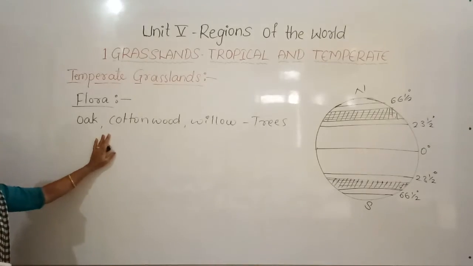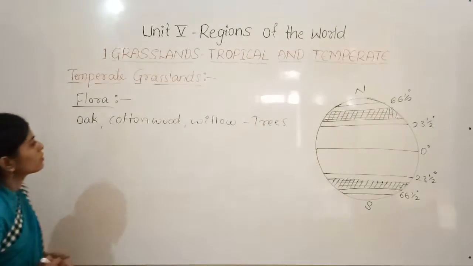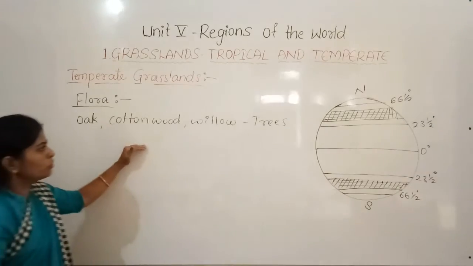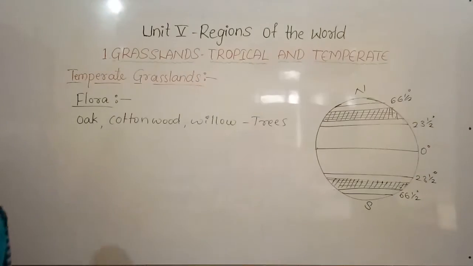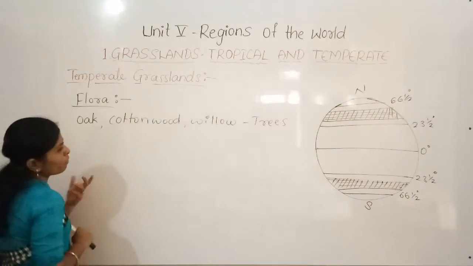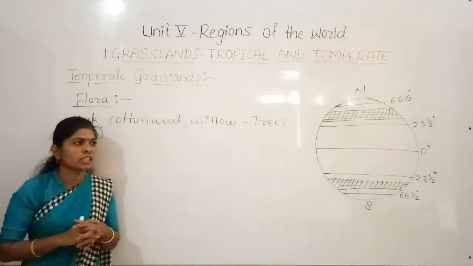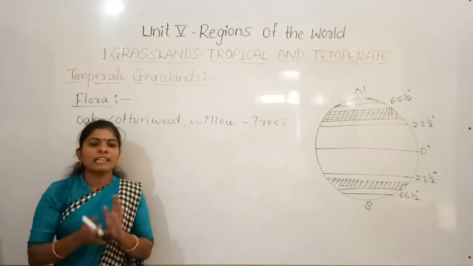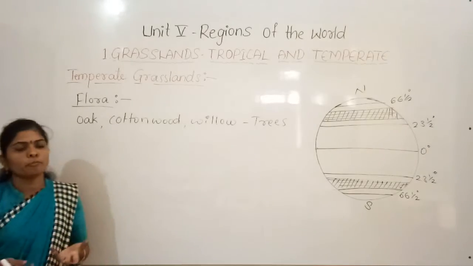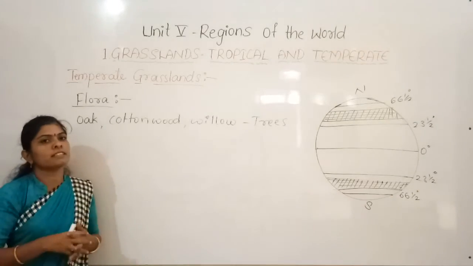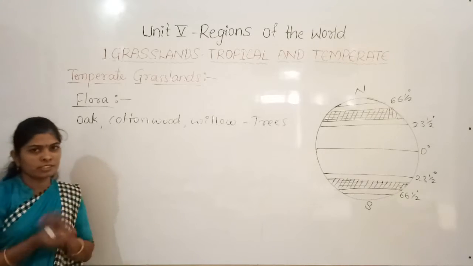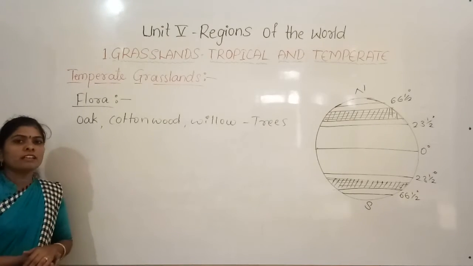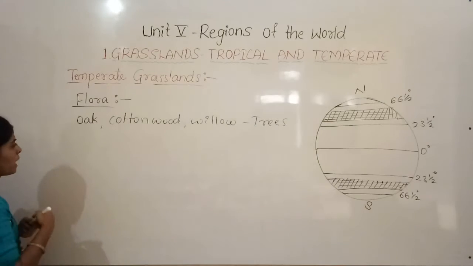But only a few trees we can see in some of the valleys. So they are oak, cottonwood and willows. These are the trees which we can find in the temperate grasslands. And here the wetlands: wetlands are rich in moisture content and they also have air spaces. So the soil is rich here because of the moisture content, and air can also be present in the soil. So the soil is rich in humus. And here we can see some flowering plants also.